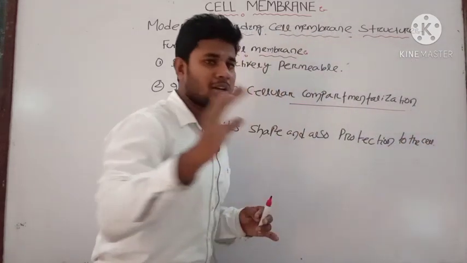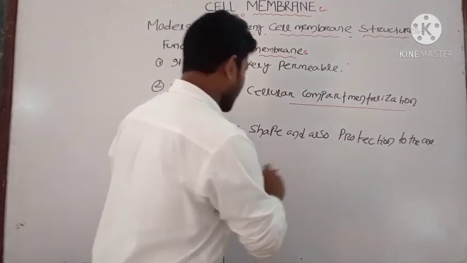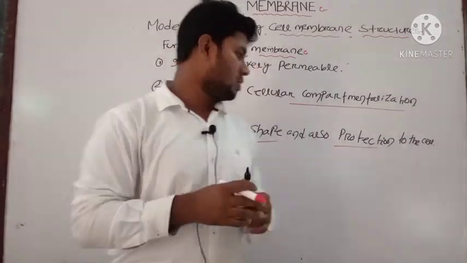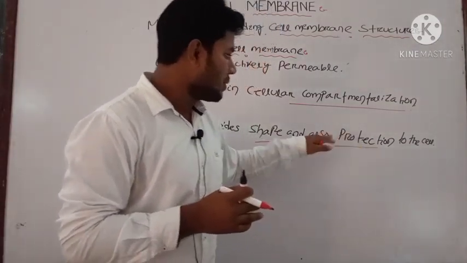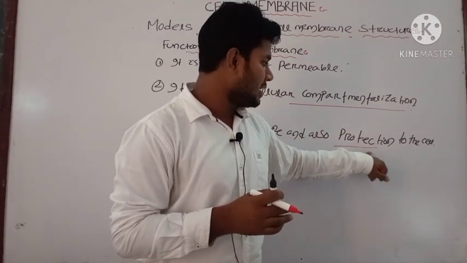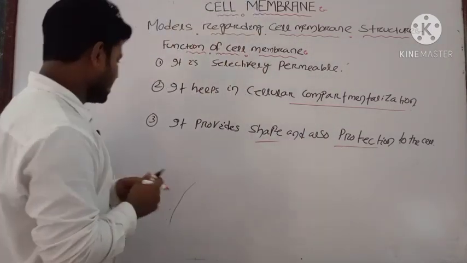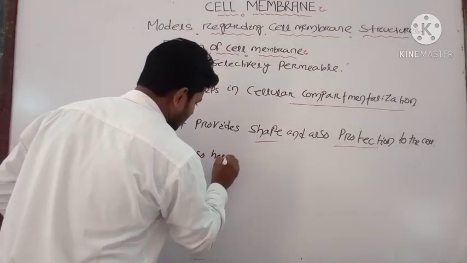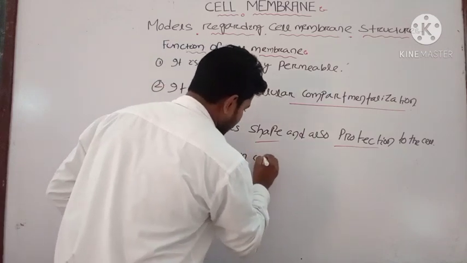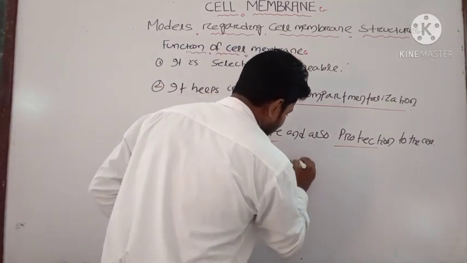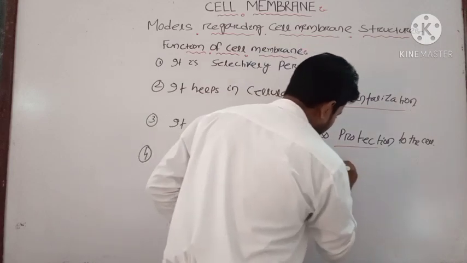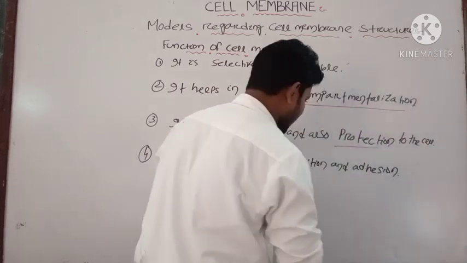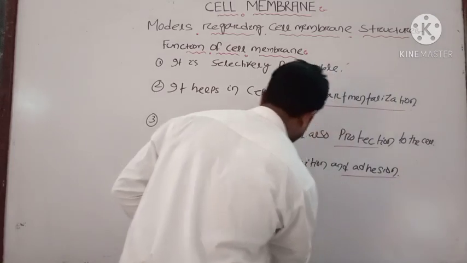As it is the outer covering of the cell, it provides the shape and also protection against foreign pathogens which try to enter the cell, and it is protected by the plasma membrane structure. Then the next one is your cell recognition and adhesion. Adhesion means and recognition.